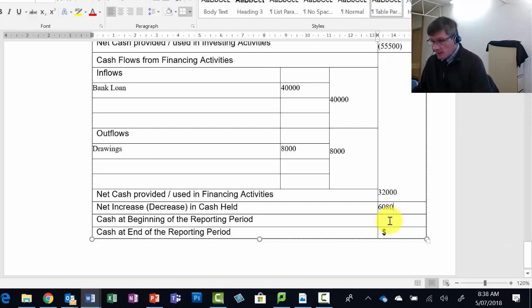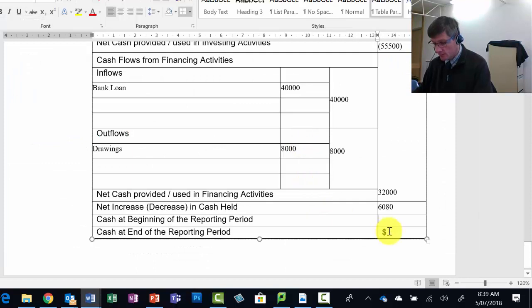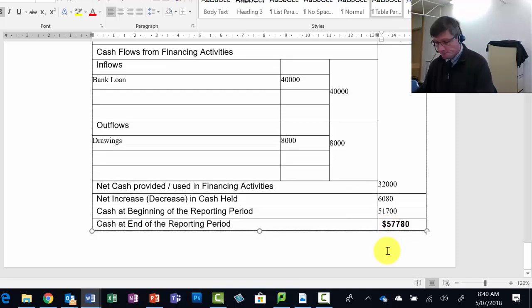6,080. The cash at the beginning of the reporting period that was given to us, so let's have a look for that. This information is given to you at the start of the question there. It's 51.7, so that's at the start. So let's put that in, 51.7. So what we've got to do now is to add both of those together, and that will be the final balance, which is $57,780. So there you have it.